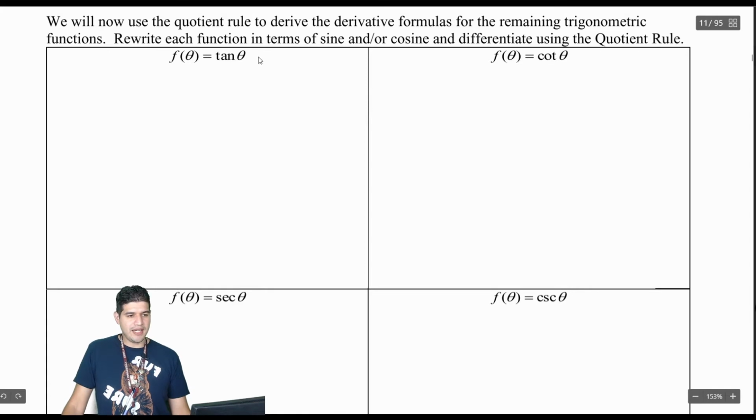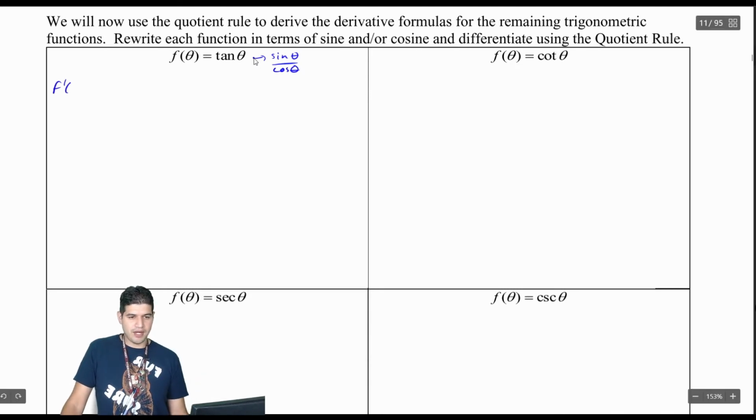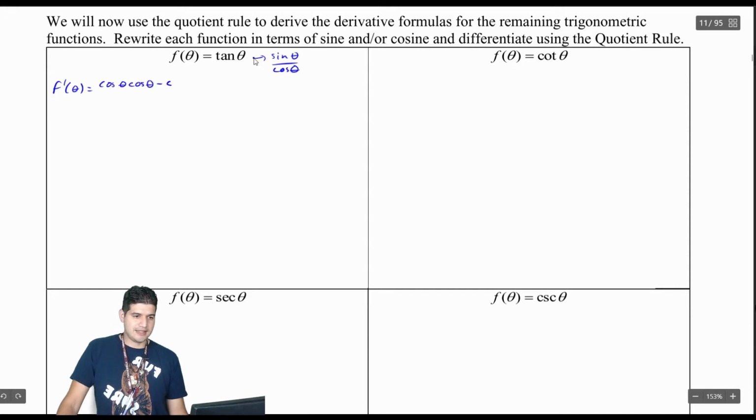For example, with tangent, we can rewrite this as sine of theta over cosine of theta. And now with that, I can find its derivative. So f prime of theta, and that's where the quotient rule comes in. Cosine of theta times cosine of theta minus sine of theta times the derivative of cosine, that's negative sine of theta, all over the squared denominator, cosine squared theta.